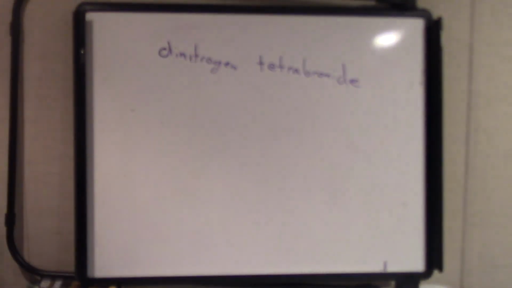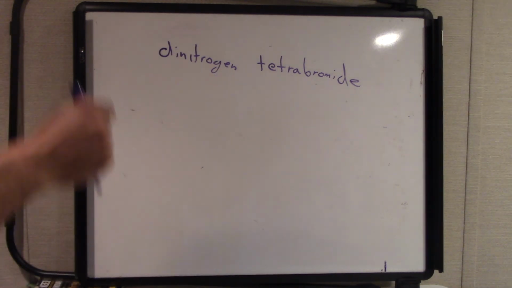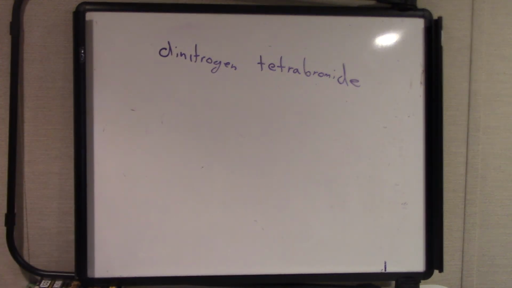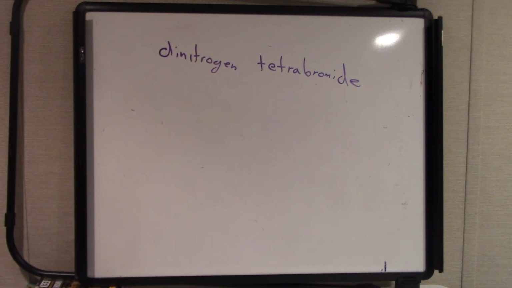So dinitrogen tetrabromide. Again, right away I'm recognizing that I'm dealing with a covalent compound. It's the first thing you always want to look at whenever you're trying to name or write a formula for something: decide, is it ionic or is it covalent? Because you're going to go completely different ways depending upon what the answer to that is. Nitrogen and bromine, both non-metals, it's going to be covalent.